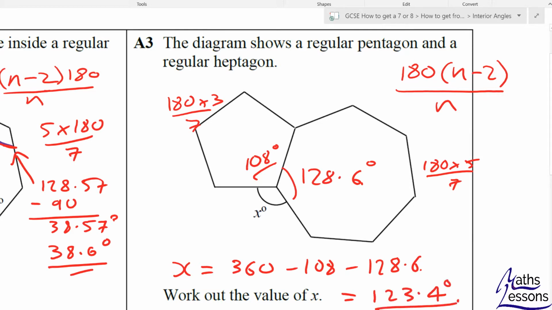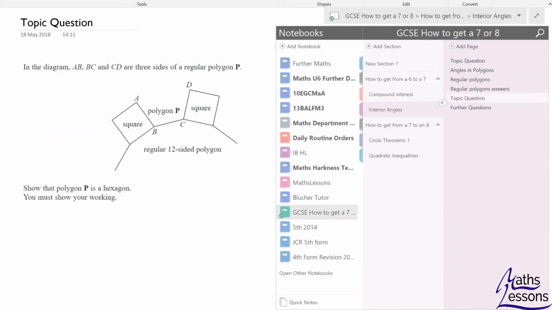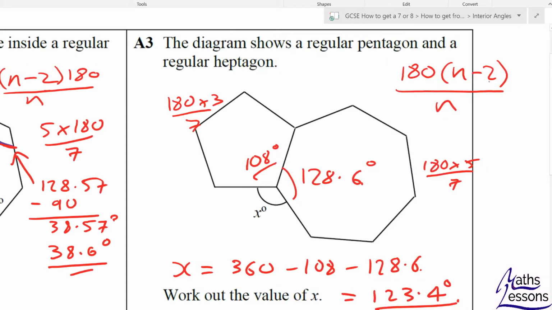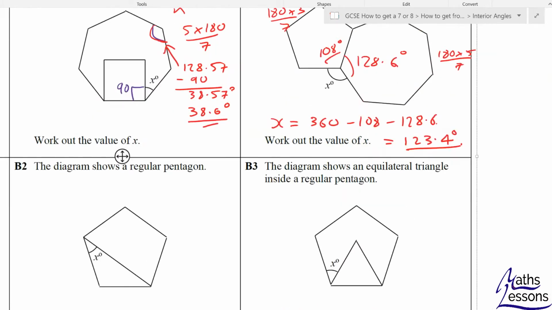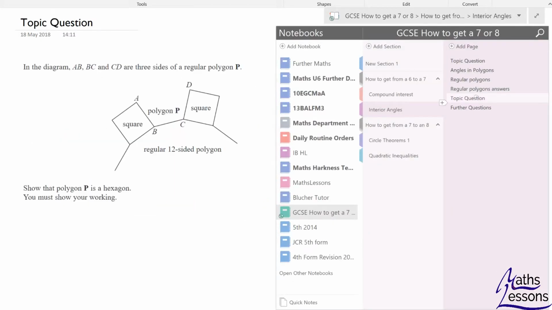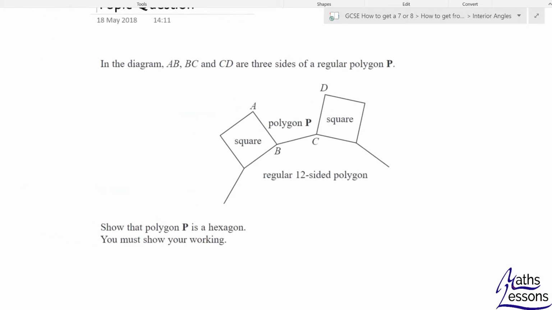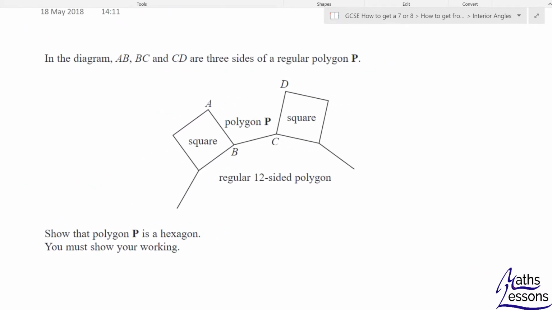Let's see if you're ready to try the exam question that everybody found tricky. I've got 3 more questions on here you could use for further practice, the B questions, and you'll see there are regular polygon answers on the next page when you download the OneNote notebook, which is in the link provided. Let's see how you get on with the exam question. I think it was a 3 marker, so we'll give it 3 minutes. See how you get on with that.